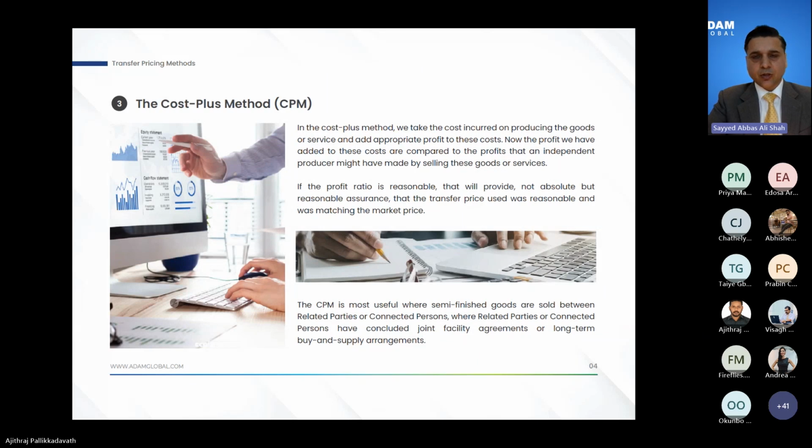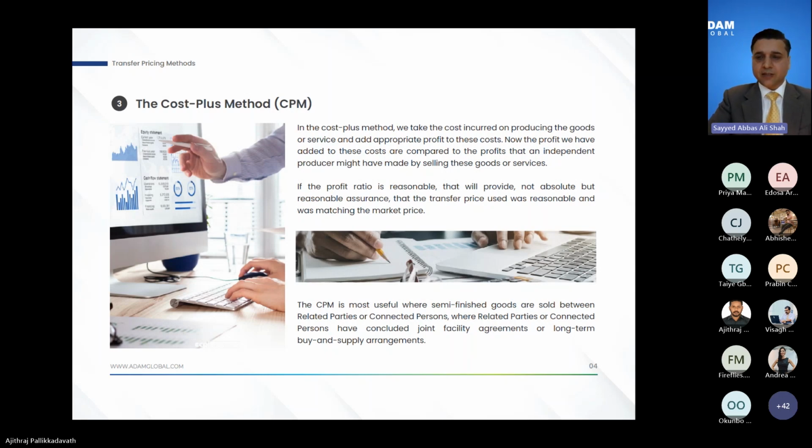So in other words, what you're doing is you are saying that, let's say you have a desired benchmarked rate of return or profitability that you are looking at, okay? As a result of this sale, have you achieved that profitability or not? That's the question. That's what we are looking at, okay? So if the profit ratio is reasonable, that will provide obviously not absolute, but reasonable kind of assurance that the transfer price used was reasonable and was matching the market price, okay? So that's CPM. Now, CPM is mostly used where semi-finished goods are sold between related parties or connected persons, where related parties or connected persons have concluded jointly a facility agreement or long-term buyer supply agreement, okay?